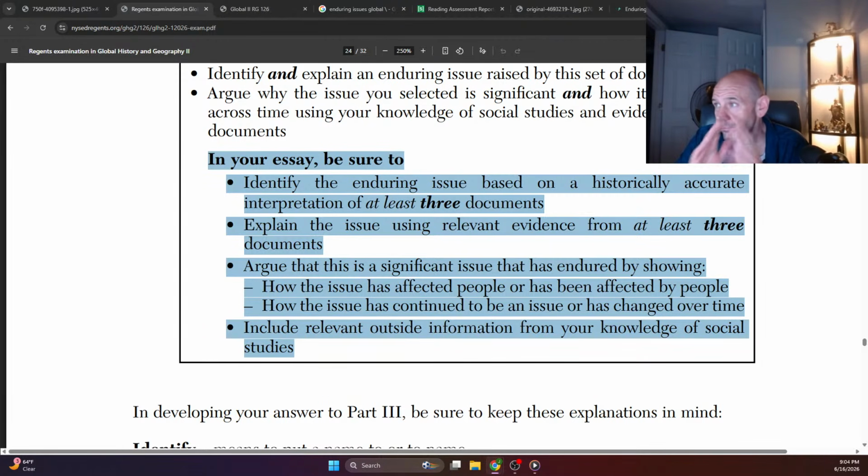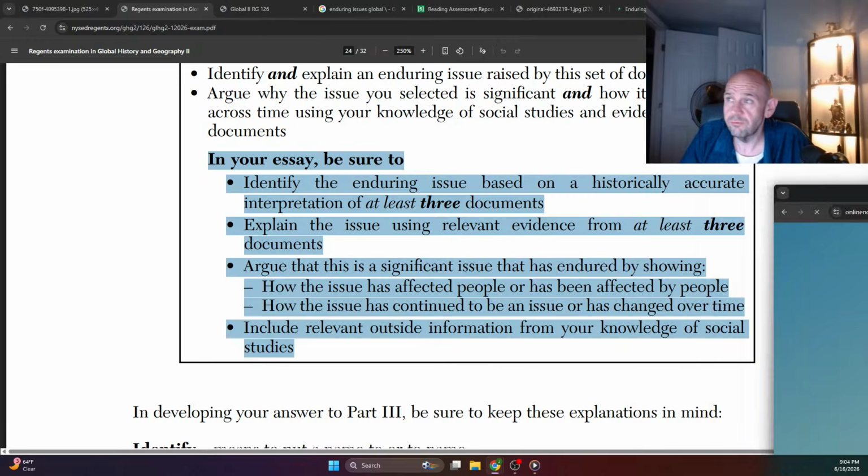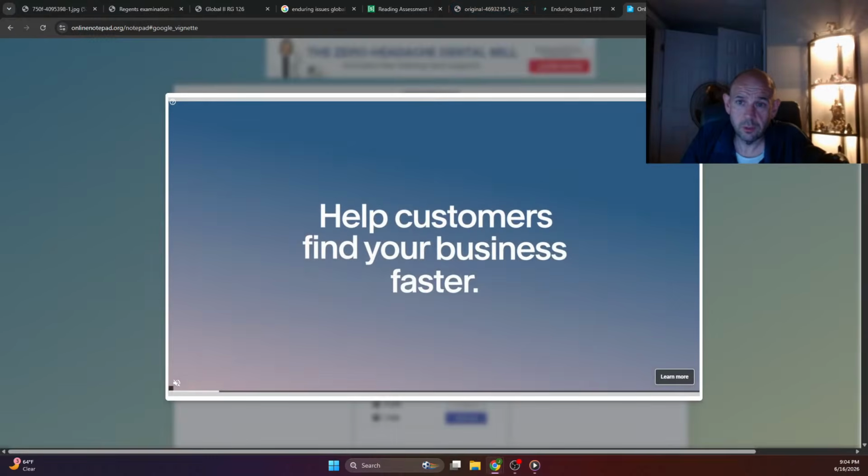All right. Now, next part. The 3 documents. You need to explain the issue. Look what it says. It's very clear. You must explain the issue, and you do that using evidence from at least 3 documents. So let me pull up a little thing here. I'll show you how I would do that. To be blunt, this is mostly how I do AP. I think this is the same basic structure. It makes a lot of sense to do the same basic structure, okay?